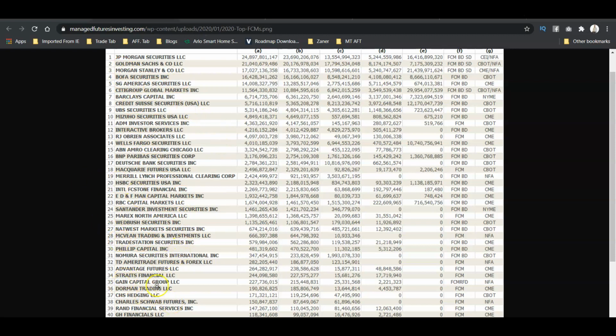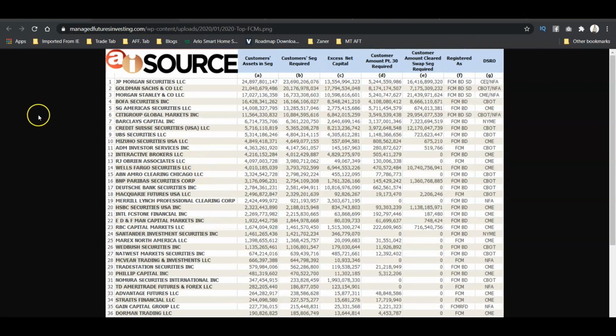Gain Capital, it's huge to the retail market. Some of these are not for the retail market, right? So you have IB here, obviously a huge global company. Their minimum balance to start is huge. But anyway, that's an FCM. That's pretty much the people that are clearing.